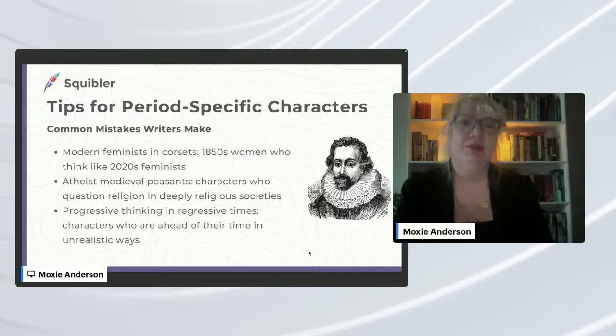So keep that in mind. You need to think about what the belief system is for your characters. You're not going to have characters in that era that are going to question religion in deeply religious societies. You also want to be careful not to have progressive thinking in regressive times, characters who are way ahead of their time in unrealistic ways. Writers like Jane Eyre, they will write about female characters that do seem out of time, that do seem to speak up, but they still fit within the constraints of their time period.